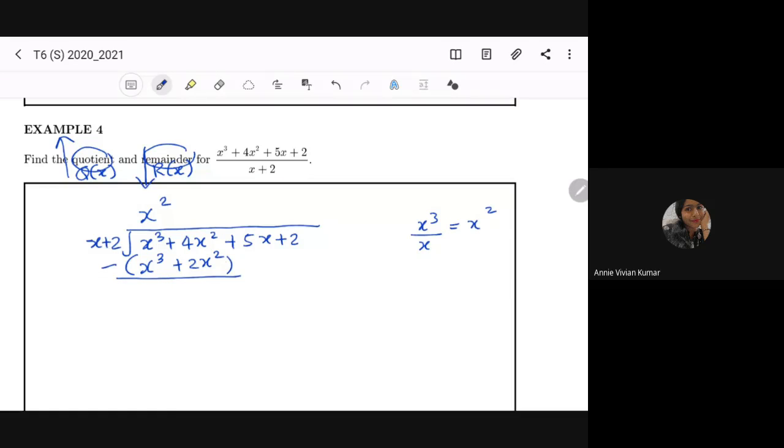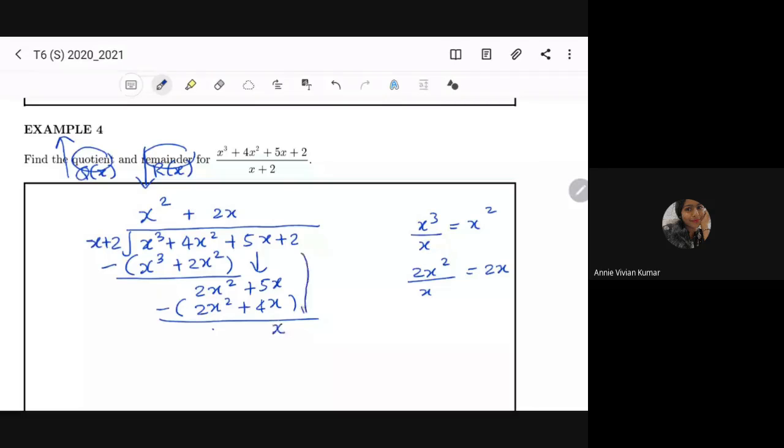Subtract. So we will get 2x squared. Bring down 5x. Next term on the top is 2x squared over x. So the answer is 2x. So plus 2x. Multiply by the divisor: 2x squared plus 4x. We subtract. Okay, 0 for the first part. 5x minus 4x is x. And then bring down plus 2.